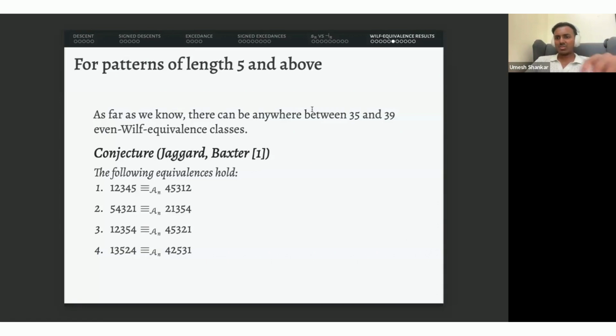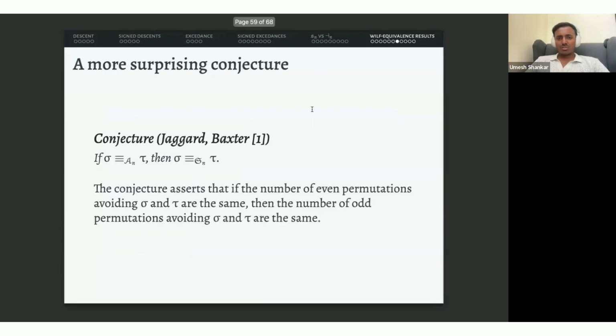Over S6 also there is a partial classification. A lot of them are known by what is this prefix reversal. A version of this exists for An also. So a lot of it is known, but there are still some things that we don't know. The more surprising conjecture is this. In some sense it is not surprising, we expect this, but it is surprising that it remains open.